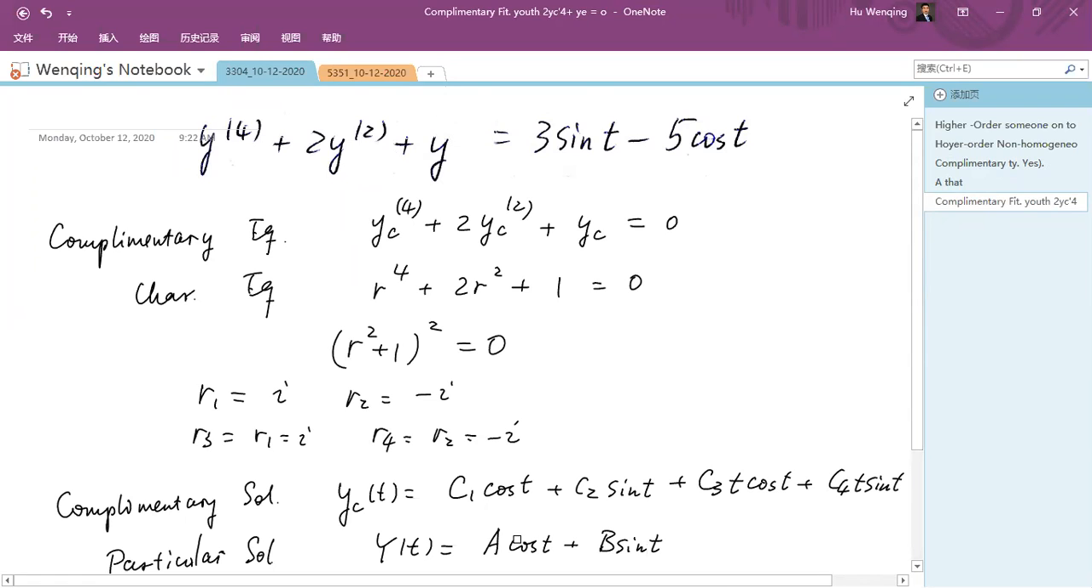Without loss of generality, in order to agree with my lecture notes, let me use a sine t. It's the same, it's just replacing sine by cosine and cosine by sine. So let me say a sine t plus b times cosine t. That's going to be the general principle.